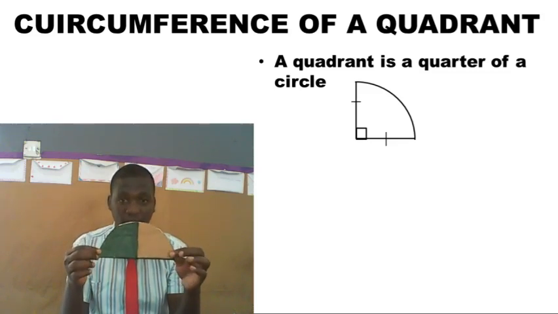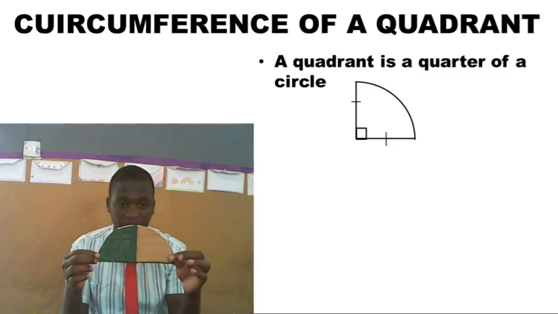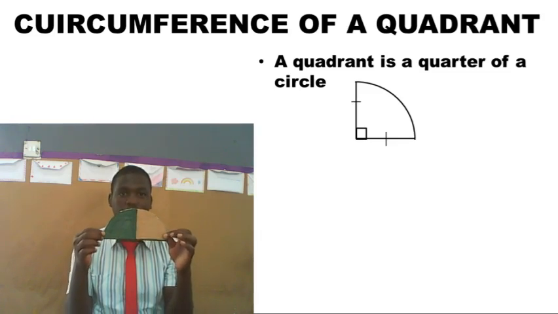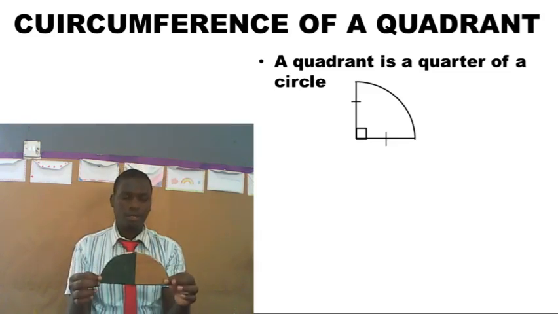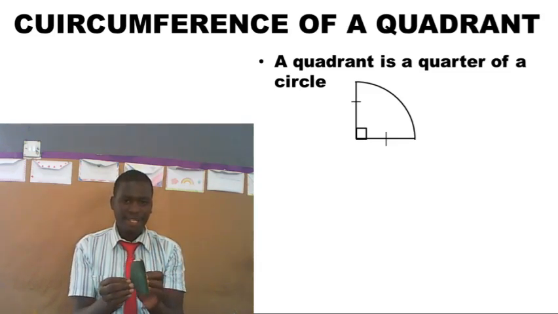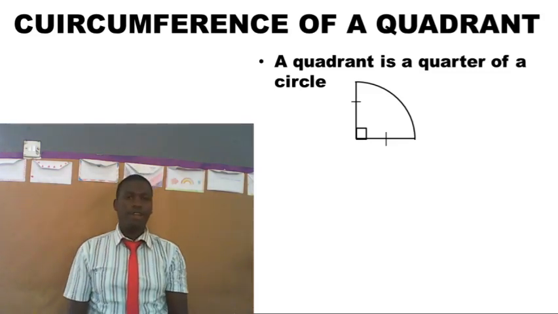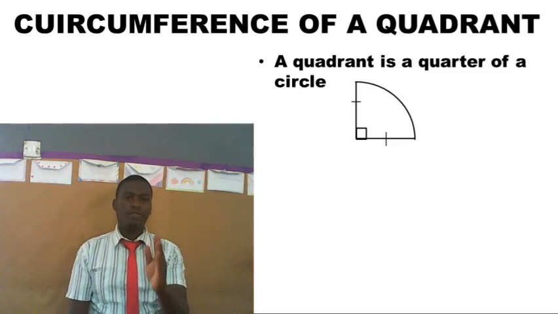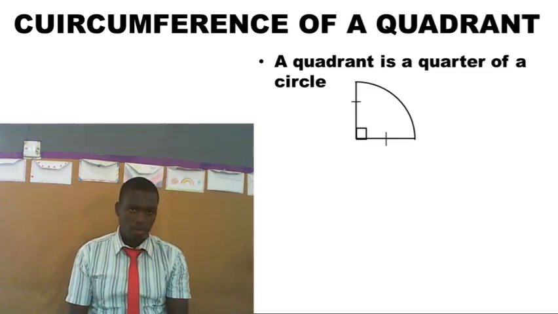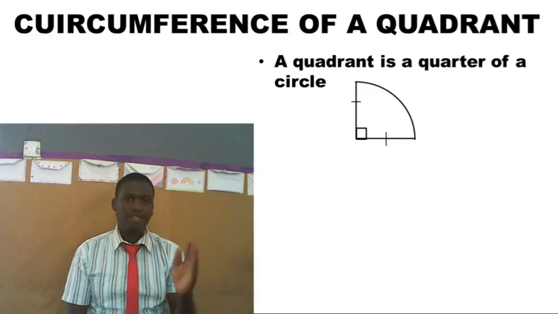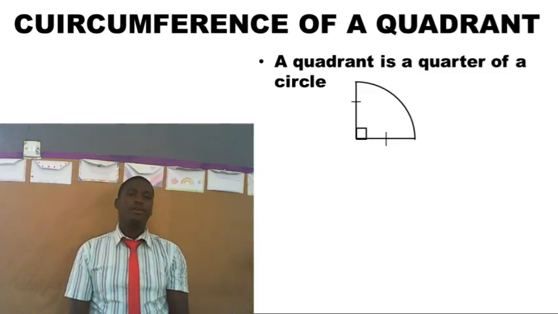Out of this half, we are supposed to again divide it into two so that we get what we call a quadrant. How do we do it? We shall divide this one. What do we get? Yes, it's a quadrant. A quadrant is a quarter of a circle. So we are now looking at the circumference of a quadrant.